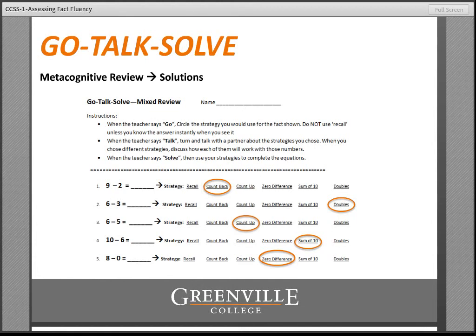And so there's several strategies here. This particular one that you see is a portion of one that would be used after sums of 10 and doubles were just folding in. So count back, count up, and zero difference would be old familiars. And some facts are just going to be so like, duh, of course I know that.